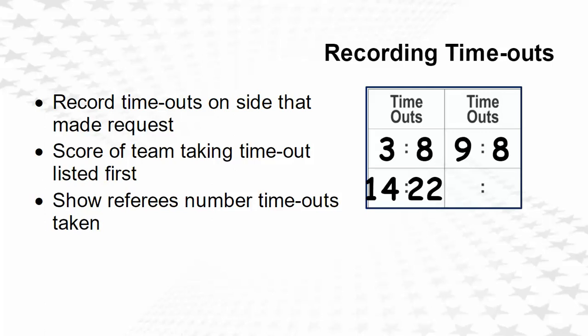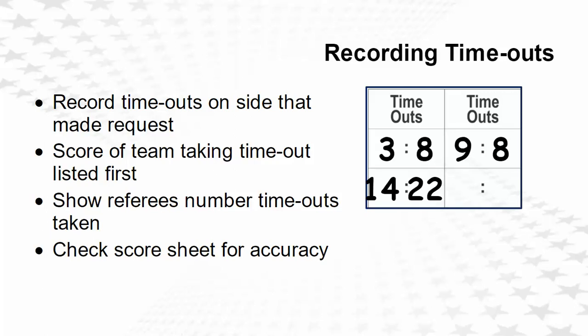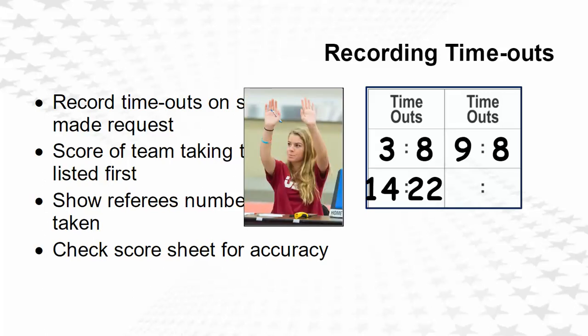During each timeout, check that the visual score is accurate, the number of substitutions matches the total team substitutions, and the score at substitution entries are correct. The second referee may also check the score sheet or ask if everything looks good. When the timeout is over and the teams return to the court, give the referees the ready signal.